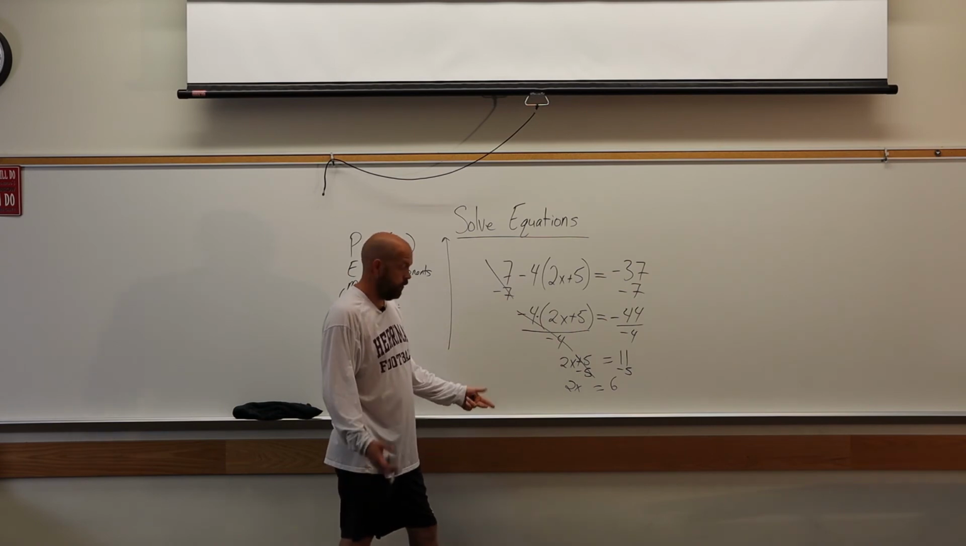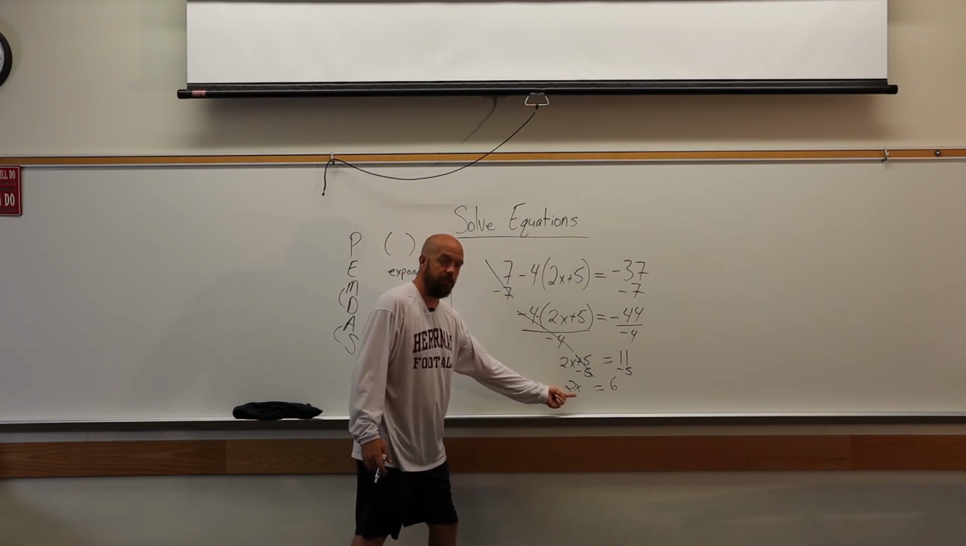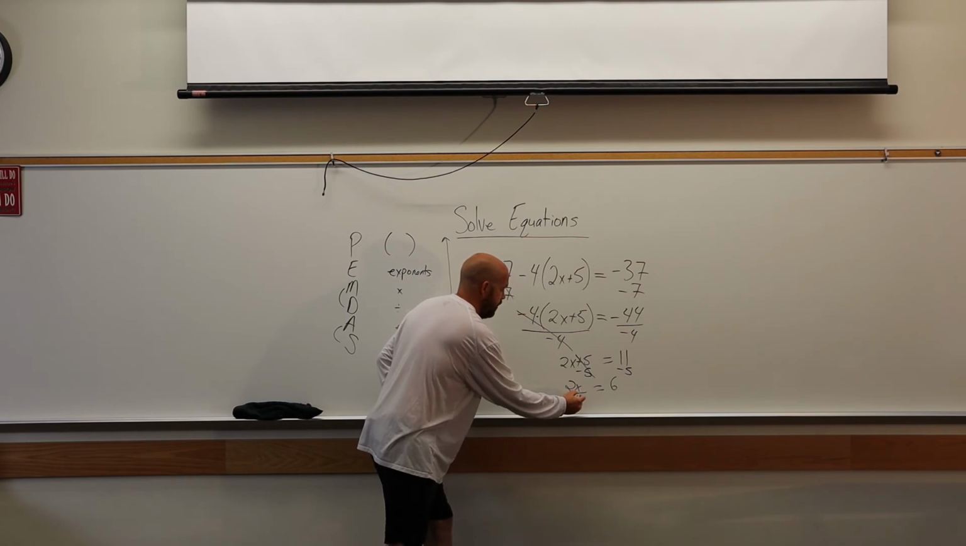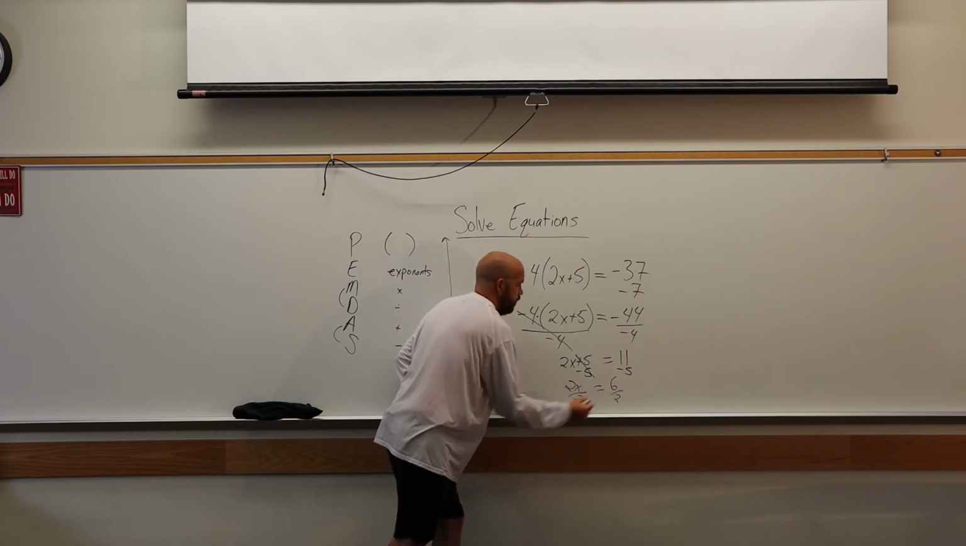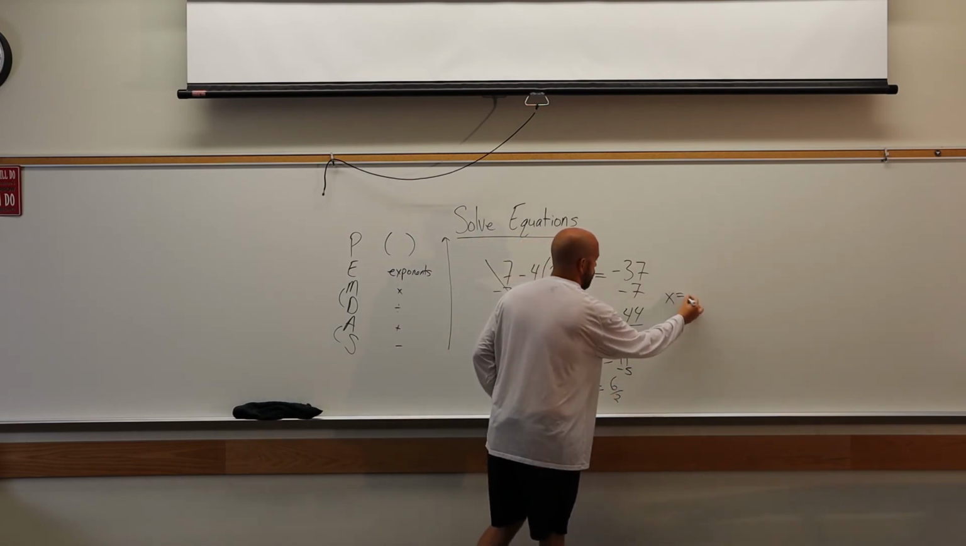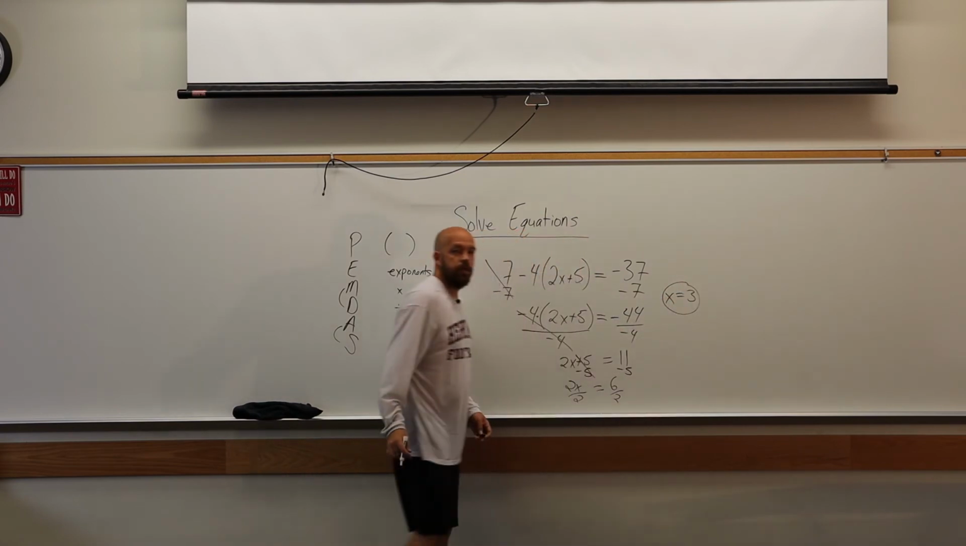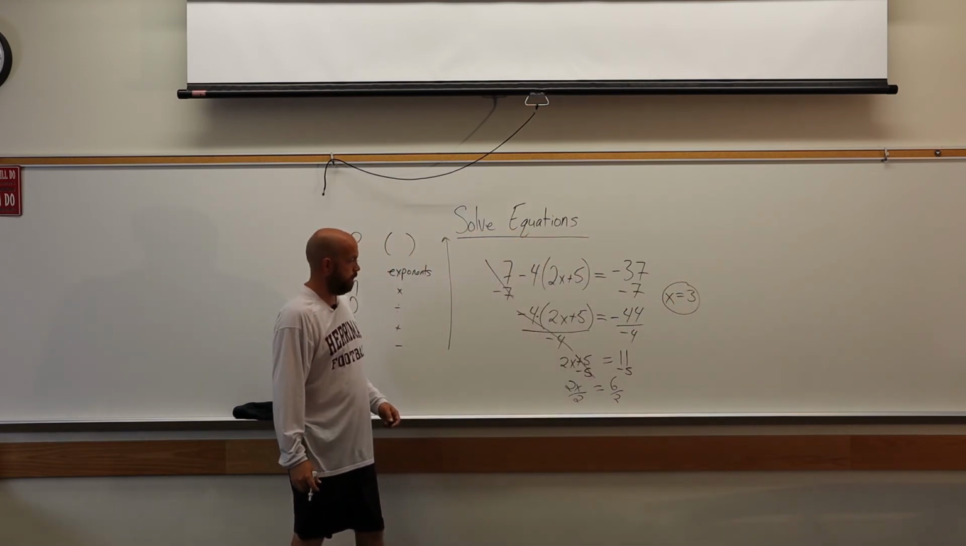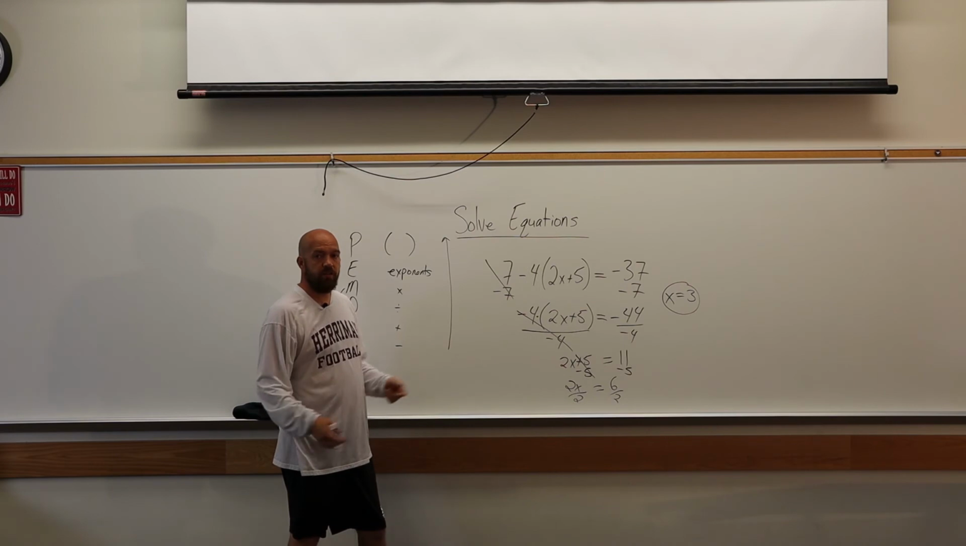To cancel the 2, we do the opposite. This is 2 times x. To cancel that, we divide both sides by 2, and we get x equals 3. X equals 3. Okay? So we're just practicing solving equations.